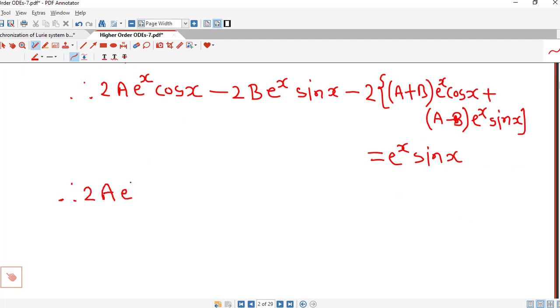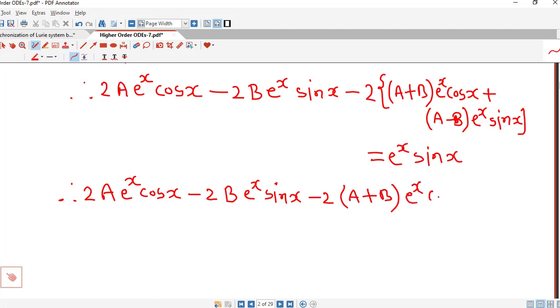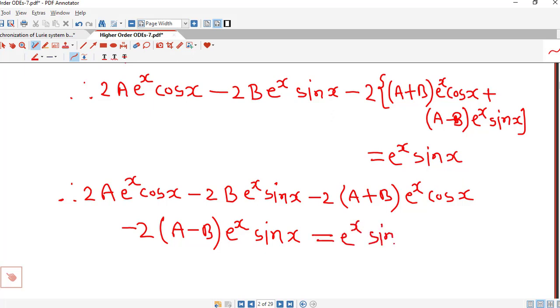We have 2a e raised to x cos x minus 2b e raised to x sin x. Here we just multiply by minus 2, so minus 2 times a plus b e raised to x into cos x, minus 2 times a minus b e raised to x into sin x, equal to, right hand side is e raised to x into sin x.